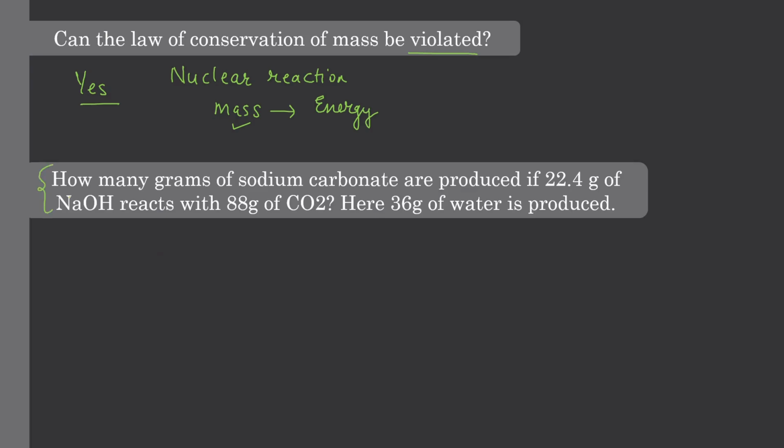Last question of law of conservation of mass we have is: how many gram of sodium carbonate are produced if 22.4 gram of NaOH reacts with 88 gram of carbon dioxide? Here 36 gram of water is produced. Given to us is NaOH plus carbon dioxide will produce sodium carbonate plus water. What is given to us is NaOH 22.4 gram, carbon dioxide 88 gram, Na2CO3, let us suppose it to be X, and water that is 36.